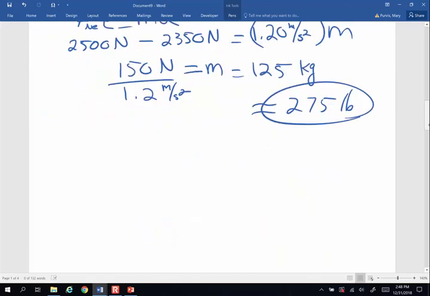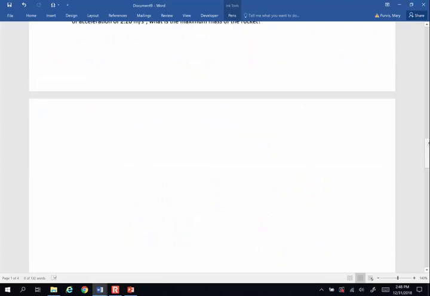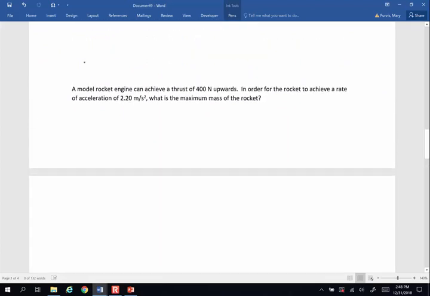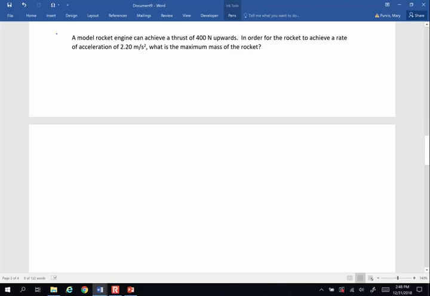All right, if you are feeling confident, try this one. A model rocket can achieve a thrust of 400 newtons upward. In order for the rocket to achieve a rate of acceleration of 2.2 meters per second squared, what's the maximum mass of the rocket? And I really would like people to try these problems, because the only way you learn how to do physics problems is by doing physics problems.